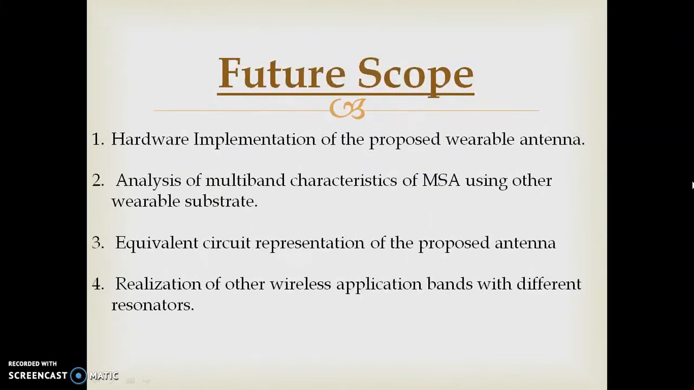The future scopes of this project include, number 1, hardware implementation of the proposed wearable antenna. We can physically fabricate this antenna and test it out and analyze its parameters. Number 2, analysis of multiband characteristics of the MSA using other wearable substrates. Here the substrate has a dielectric constant of 1.6. We can also use other dielectrics corresponding to other wearable materials like jeans, buttons, etc. and simulate the model and analyze the results.